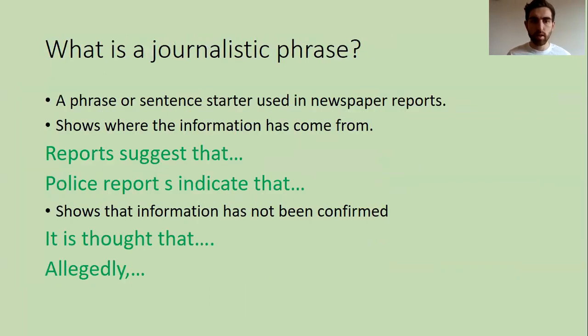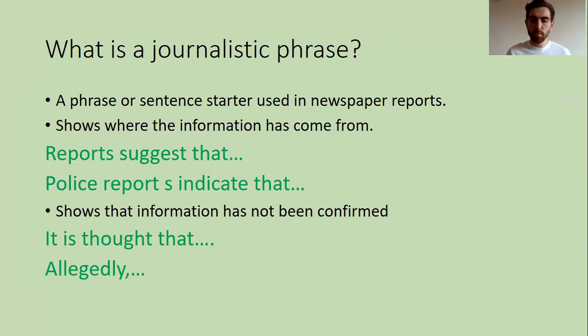A journalistic phrase is a phrase or a sentence starter which is often used in newspaper reports and shows where the information has come from. So as journalists, we have to investigate and find out information, and these phrases show where that information comes from. For instance, reports suggest that would tell us that you found some information from some source of report.